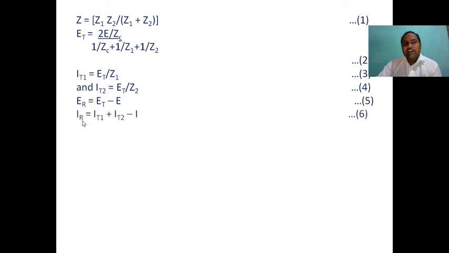The reflected current IR is equal to IT1 plus IT2 minus I. So IT1 and IT2 are the transmitted currents minus the incident current. Already we know the transmitted current is equal to the incident current plus the reflected current. From that we can easily find the reflected current IR, which is IT1 plus IT2 minus I. We can easily get the reflected current in the bifurcated line or T-junction.